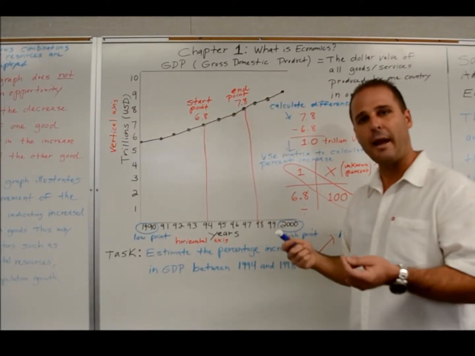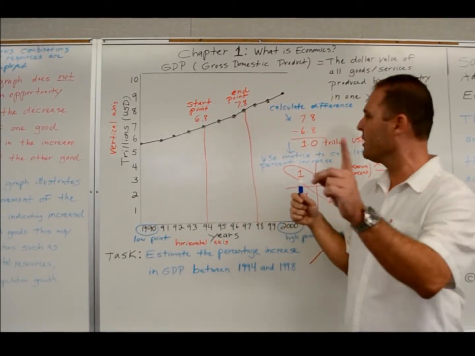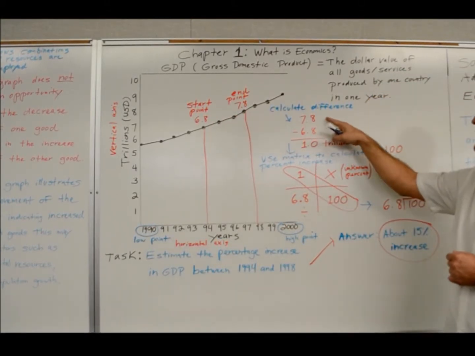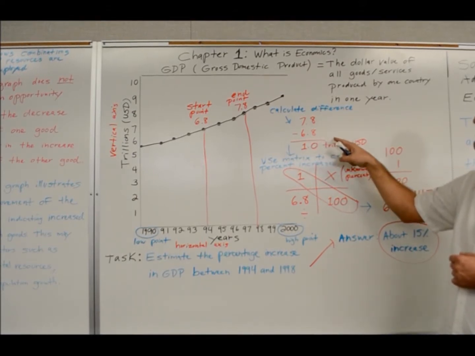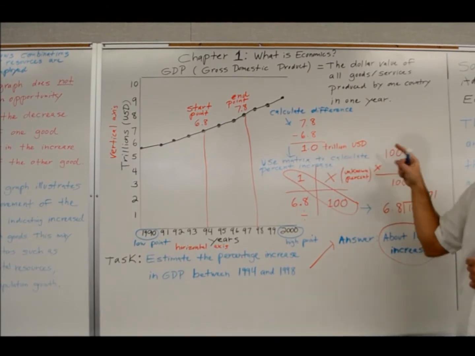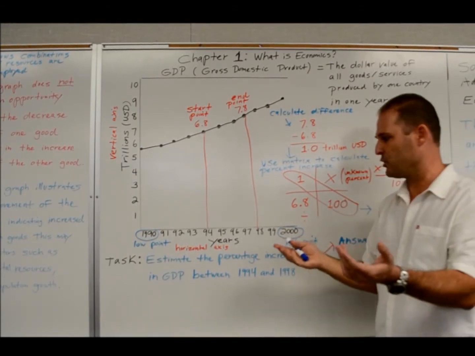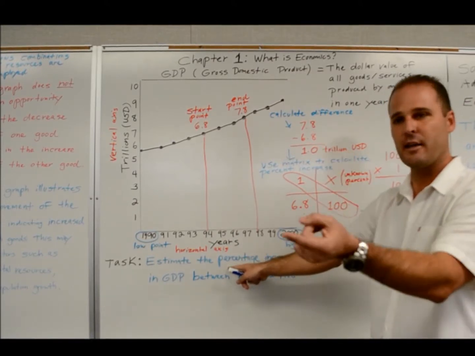The first thing we have to do is figure out the actual dollar difference between the 2 points. To do this, we'll move over to this portion here and calculate the difference. 7.8 minus 6.8 will give us a whole number, $1.0 trillion. Now with this amount, we can address our actual task, which is to estimate the percentage difference.